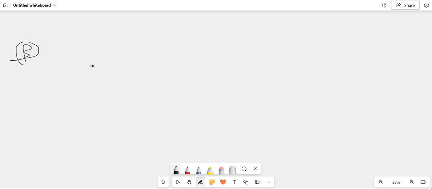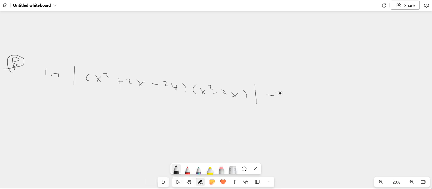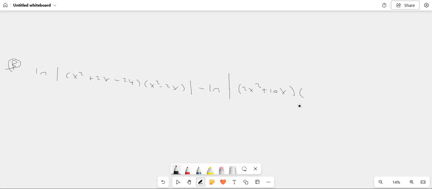So it's going to become the left-hand side, which is ln. I'm going to write the ln part as a thing instead of a bracket, just to make it clear. x squared minus 3x thing, and then, this is what I meant, minus the right-hand side. So minus ln, all of this, yeah? So 2x squared plus 10x, x squared plus 3x minus 18, and then that is equal to 2, yeah?